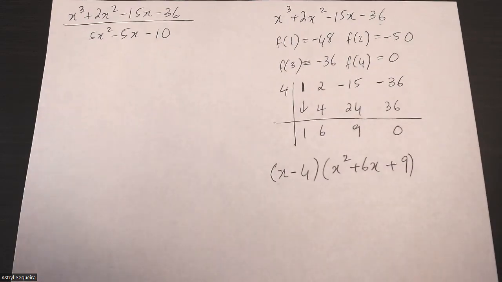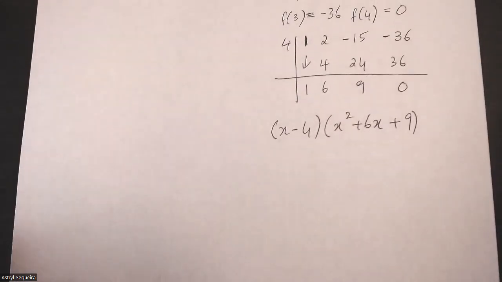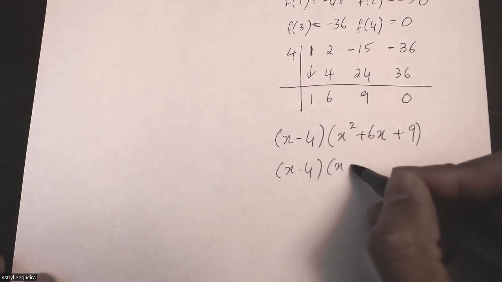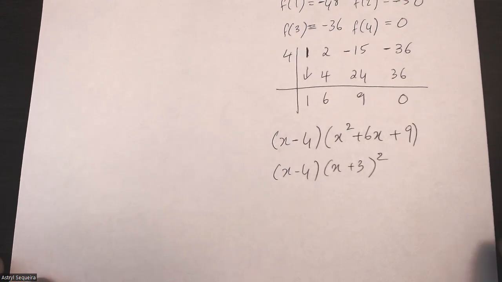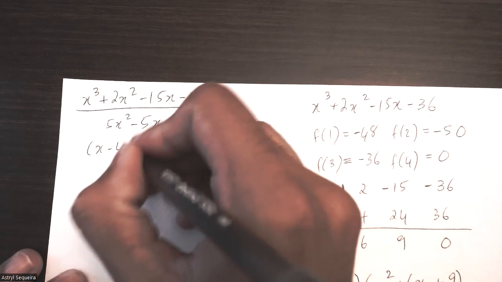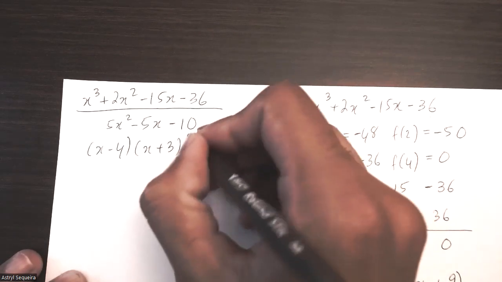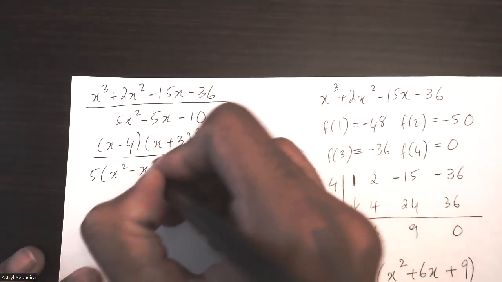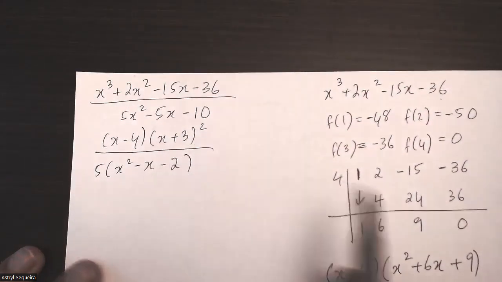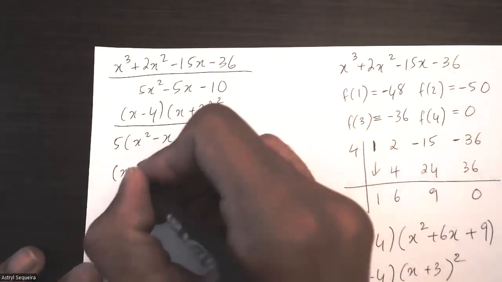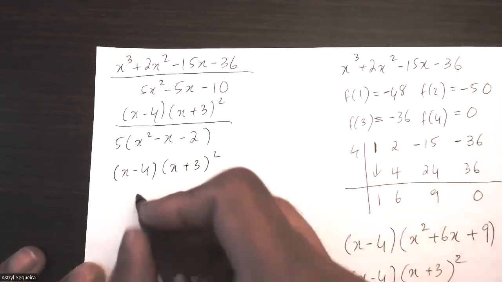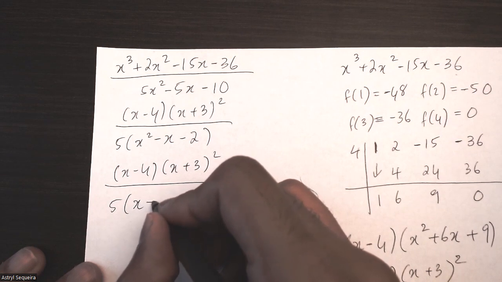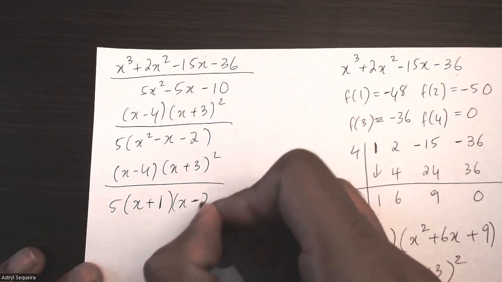And now I can factor this trinomial. It's just a perfect square, or you can do your man method. It's just x plus 3 squared. So here on the top, I have x minus 4 times x plus 3 squared. And on the bottom, I can common factor out a 5: x squared minus x minus 2. And now I can factor this trinomial using my man method. That's just x minus 4, x plus 3 squared over 5 times x plus 1 and x minus 2.